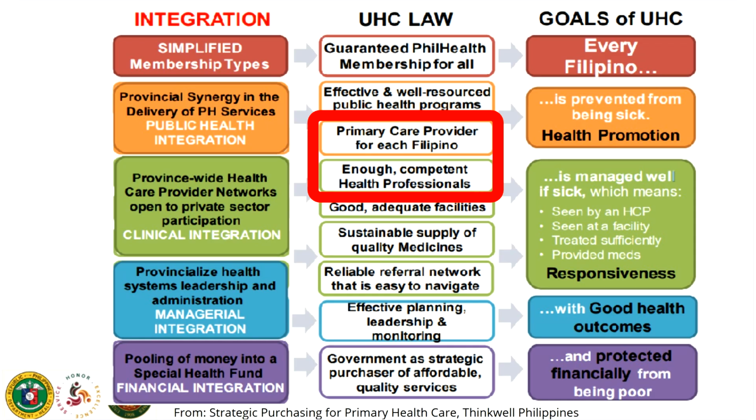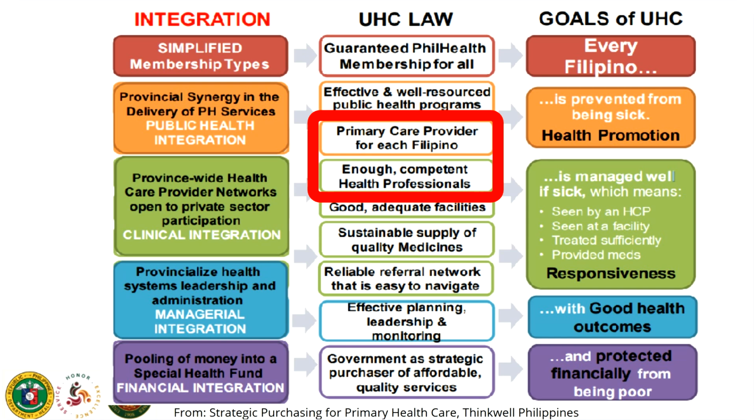But quickly, what exactly is the Universal Healthcare Law? Here from a DOH material, you see that the Universal Healthcare Law can be summarized into three areas: the integration area, the UHC law by itself, and the goals of UHC. Depending on how you read it, you can read it backwards or forward. But for logical reasons, we can actually start looking at it backwards.